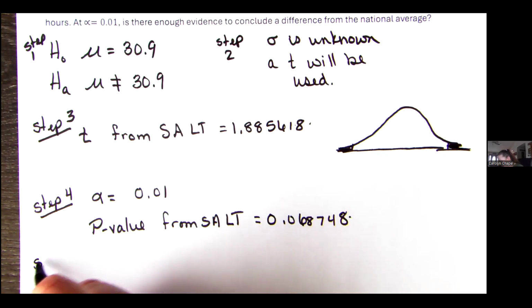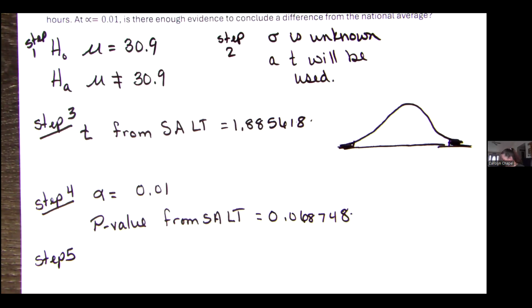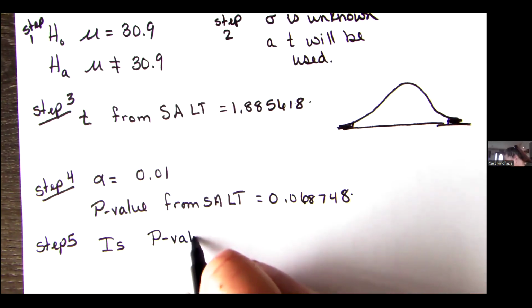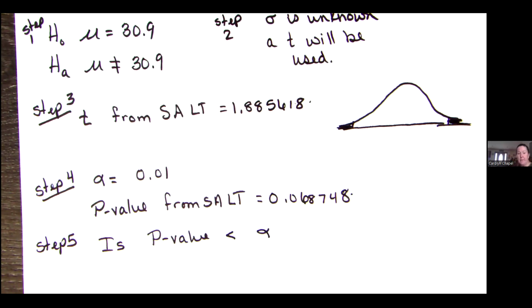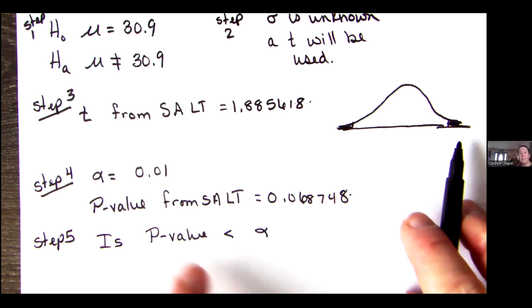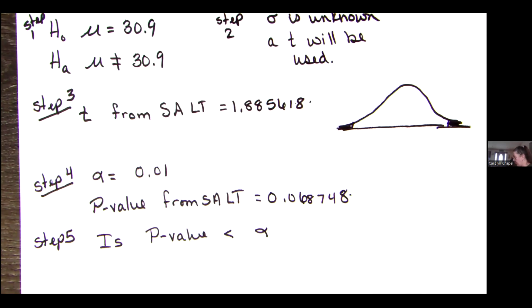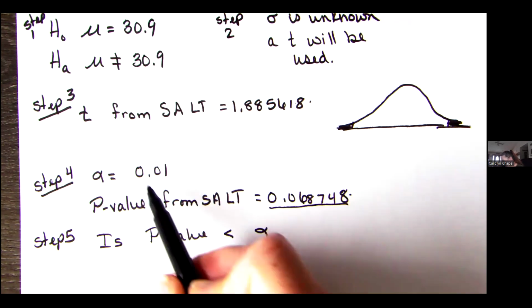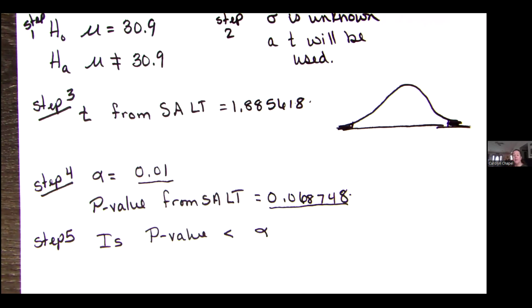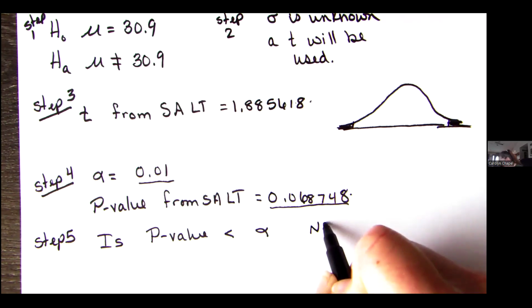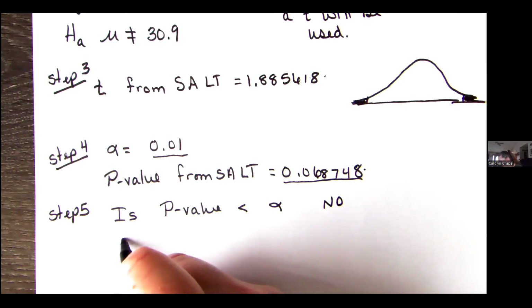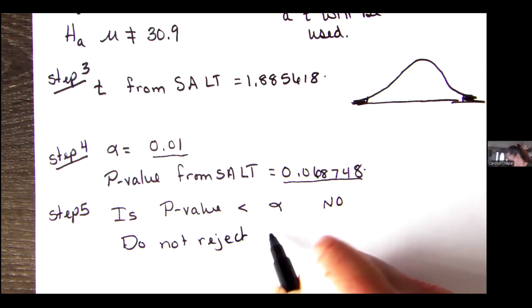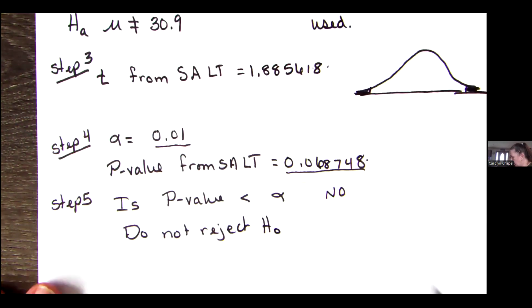But step 5, where we make our decision and write our conclusion, we look at: is our p-value smaller than the alpha? Is our sample in that rejection region? So if I set up a 0.01 up here, is this completely contained by what we've set the boundaries to be? And the answer to that is no. So we will not reject our null.